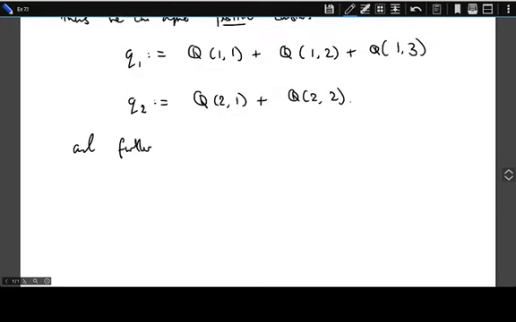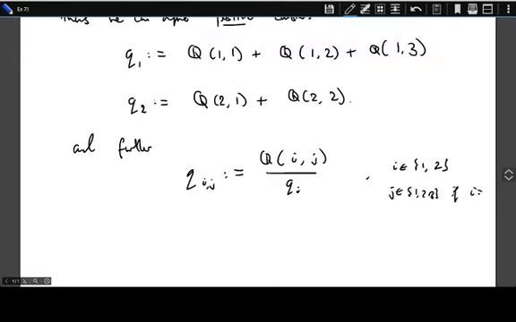And further, we can split this probability measure down even more by defining Qij to be equal to Qij divided by Qi. This is for i in 1, 2, and j in 1, 2, or 3 in the case that i is 1, and j in 1, 2 in the case that i is 2. So just defining all the possibilities that we have.